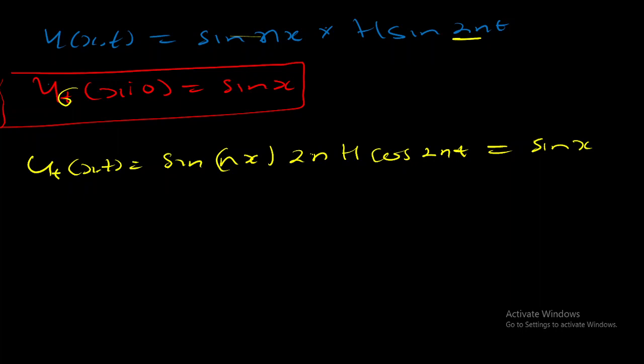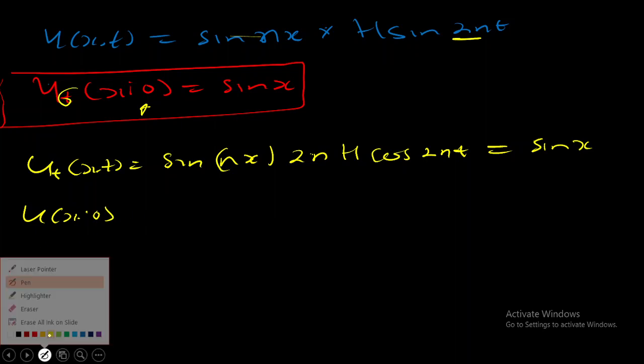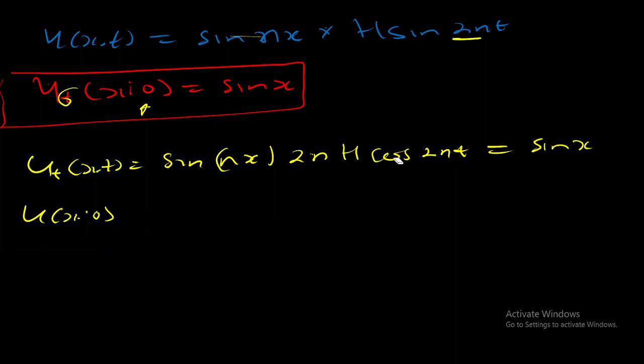Okay, cool. Now we are here. How do we solve this? Let's see. We have sine of nx, 2nh cos of 2nt. So we need to substitute our condition here, which is u of x0. Oh no, I made a mistake here.